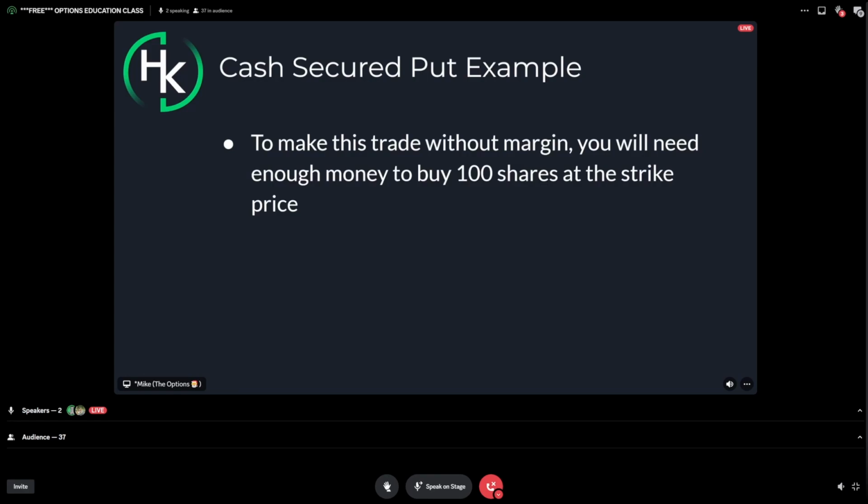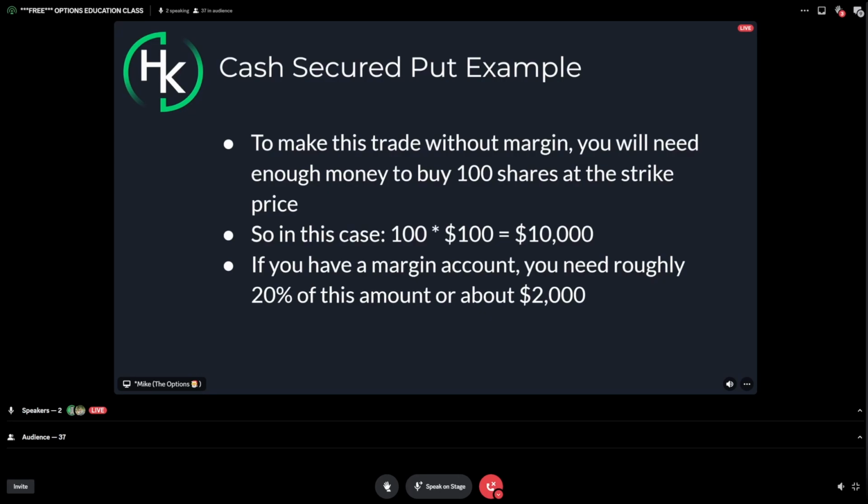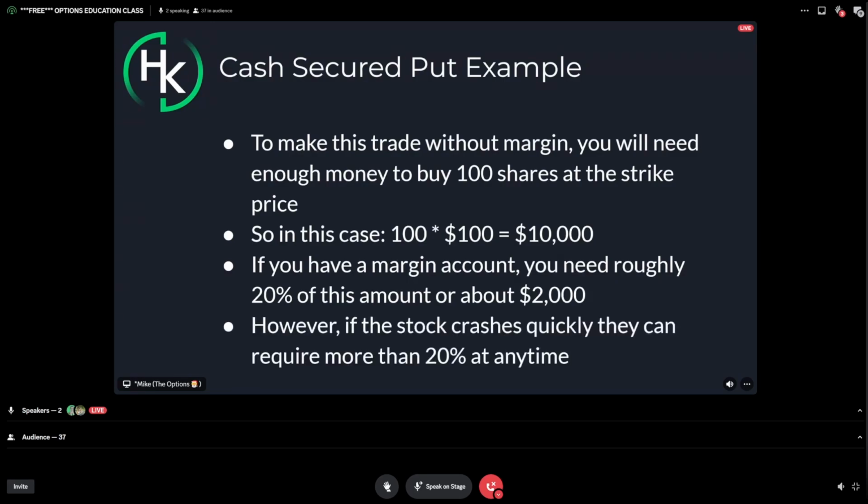To make this trade without margin, you'll need enough money to buy 100 shares at the $100 strike price. In this case, that's $10,000: 100 times 100, 100 shares at $100 each. If you have a margin account, you need roughly 20% of this amount, depending on the stock, or about $2,000. But if the stock becomes more volatile or it crashes quickly, they can require more than 20% at any time. So you have to be really careful if you are selling puts using margin.